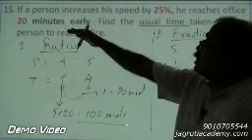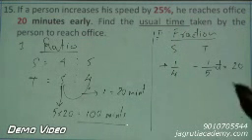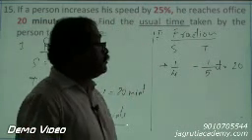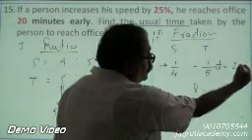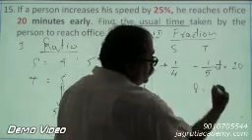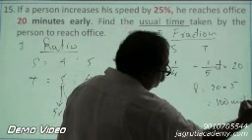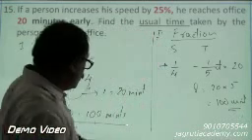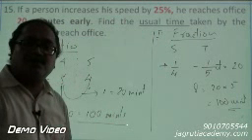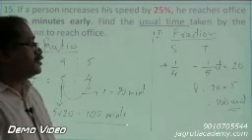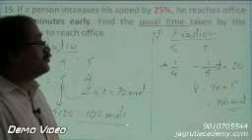And how much time reduced according to the question? 20 minutes. So 1/5 of the time is equal to 20 minutes. Then what is the usual time? T is equal to 20 into 5, that's nothing but 100 minutes. That is what we got even through the ratio method. Either of these takes almost the same time, so there is no hard and fast rule that one will be preferred over the other. You can follow any method you like.